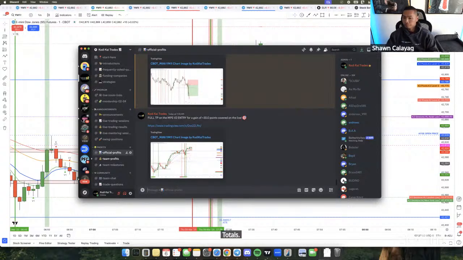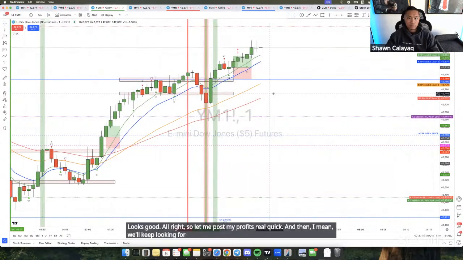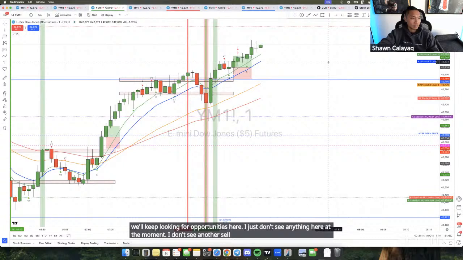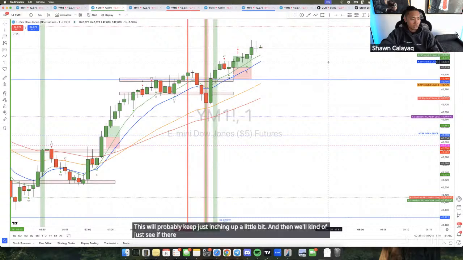Looks good. All right, so let me post my profits real quick, and then we'll keep looking for opportunities here. I just don't see anything here at the moment. I don't see another sell signal coming up in the next couple minutes or so. This will probably keep inching up a little bit, and then we'll see if there's any more opportunities as price moves along.